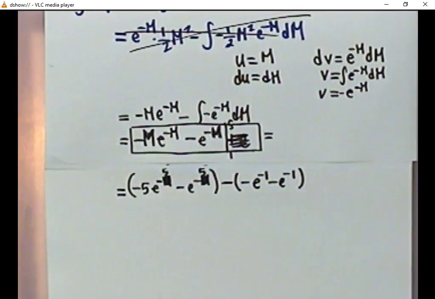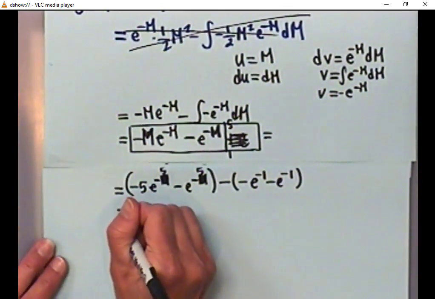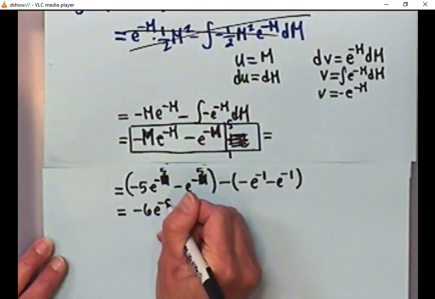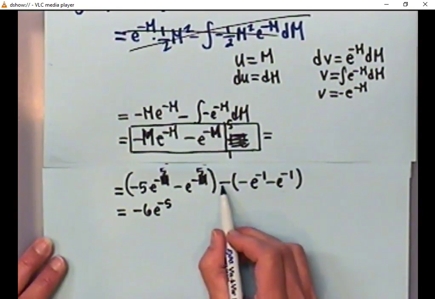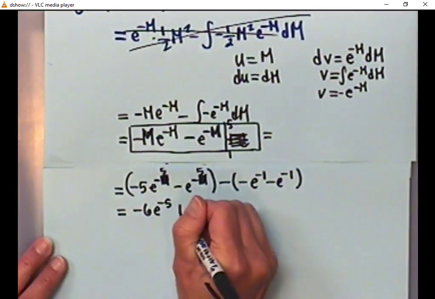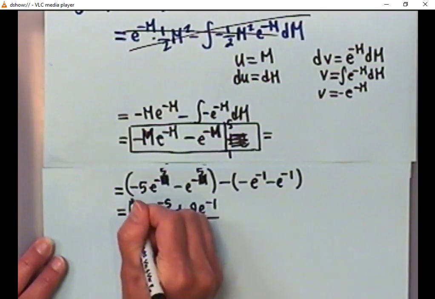Can we combine anything here? Yeah, these are like terms, right? How many of the e to the -5s are there? -6 of them. So -6 e to the -5. And these are like terms. There's -2 of them. But these negatives will make it +2. So plus 2e to the -1. There we go.